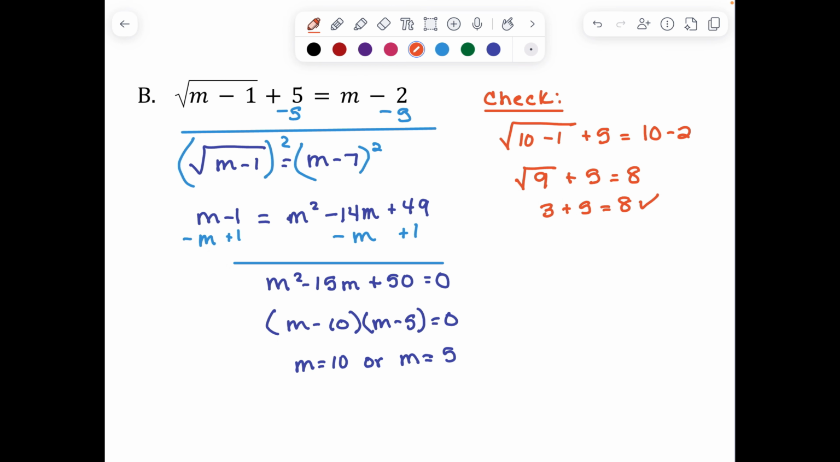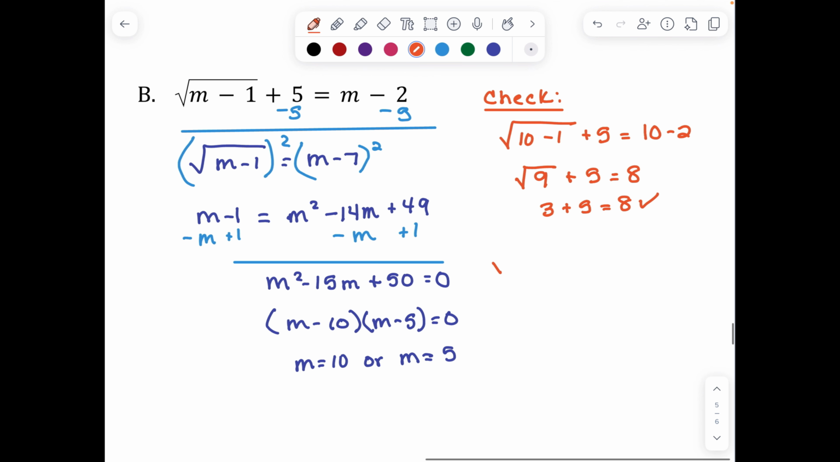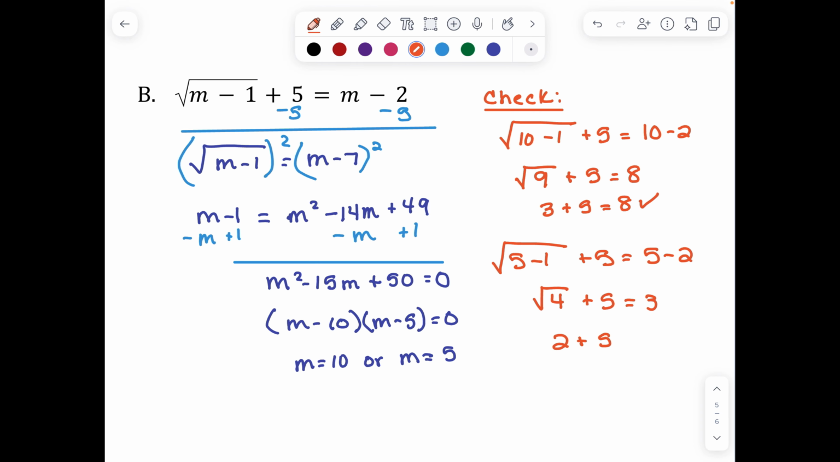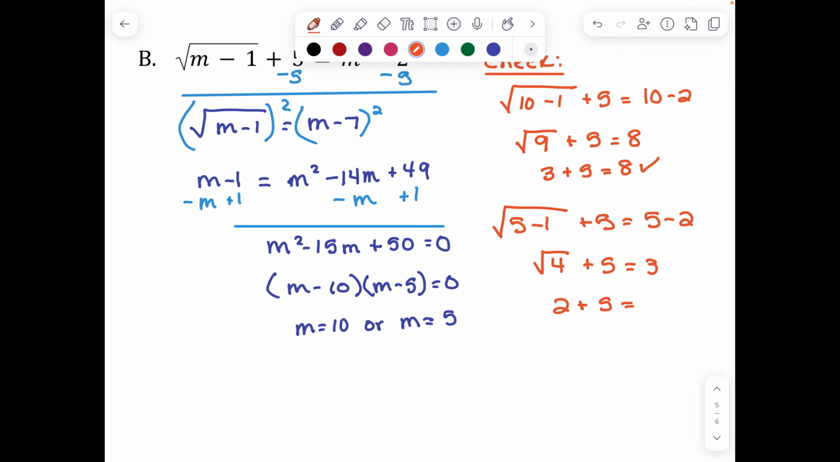Now let's go ahead and check 5. So I have the square root of 5 minus 1 plus 5 is equal to 5 minus 2. So I have the square root of 4 plus 5 equals 3. Is 2 plus 5 equal to 3? No. So that means 5 is not a solution, so our only solution is m equals 10.